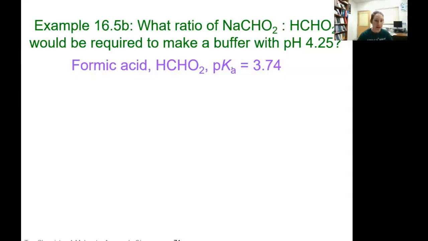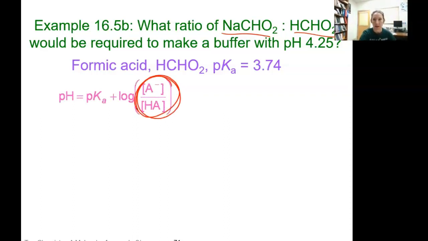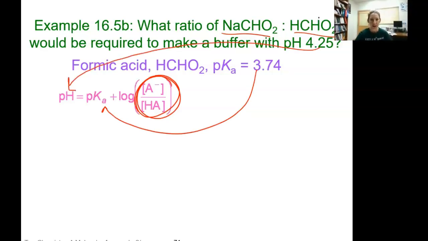Okay, we'll do one more because your brains are going to hurt if I do any more than this. They probably already hurt, sorry. So what ratio, and this is NaCHO to HCHO, we'll just say it like that, would be required to make a buffer with a pH of 4.25? We just use Henderson-Hasselbalch and solve for the ratio. So here's our pKa, here's our pH, and then we just solve, right?